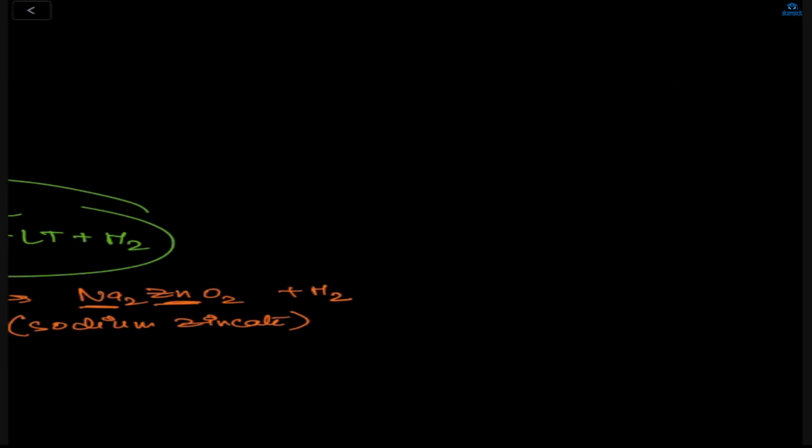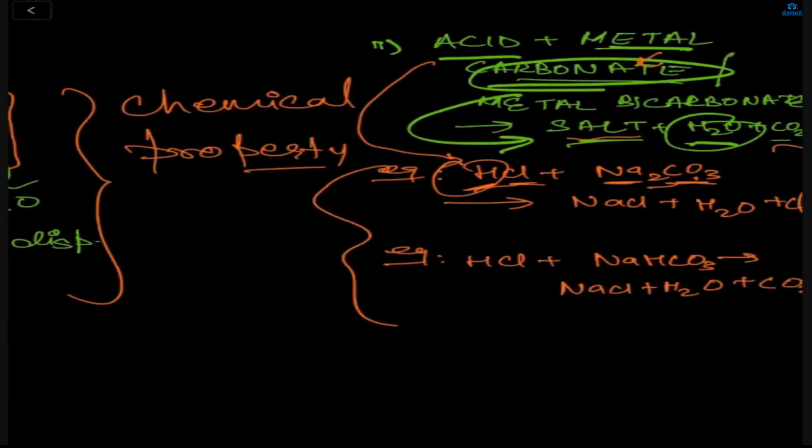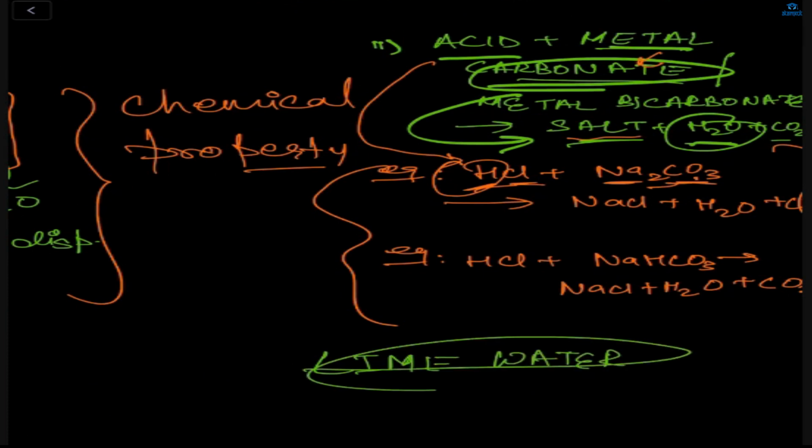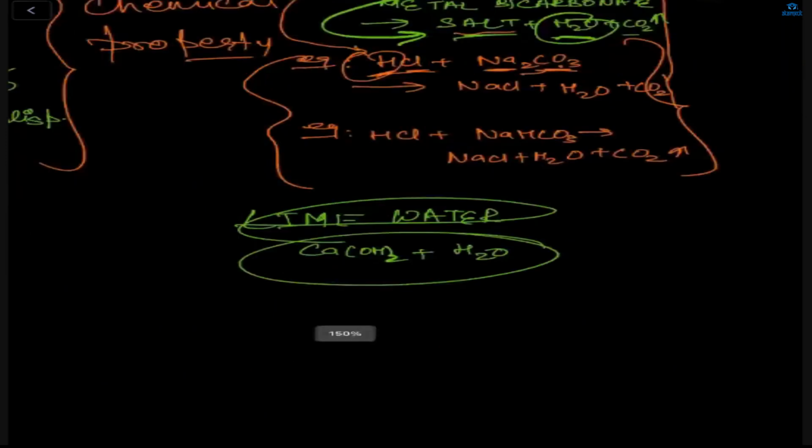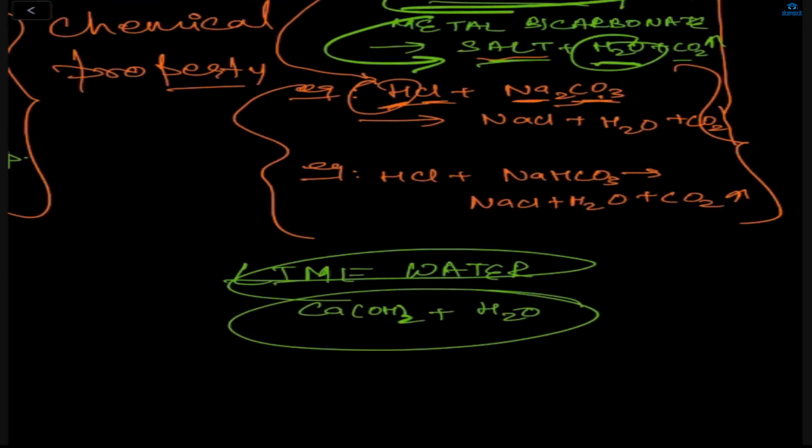To test CO2, do you know what is lime water? What is the formula of the lime water? Water is H2O, and lime is Ca(OH)2. So here the carbon dioxide is extra. To test the carbon dioxide, we should pass it through the lime water, the slaked lime, we can say.